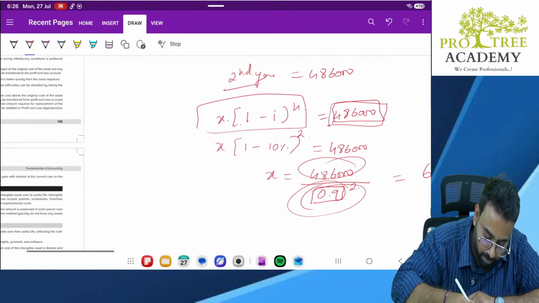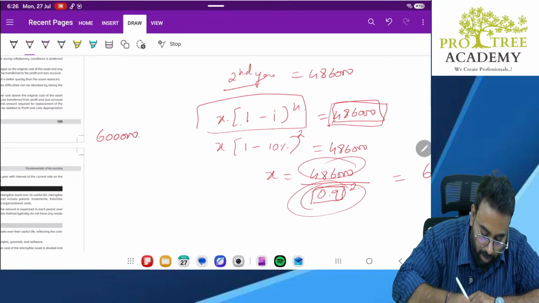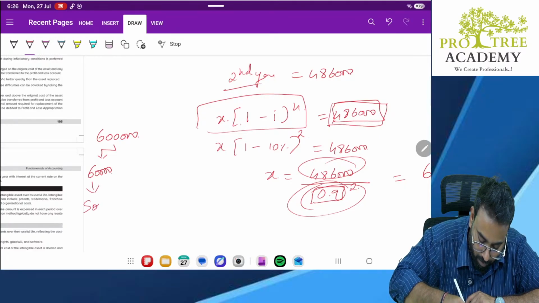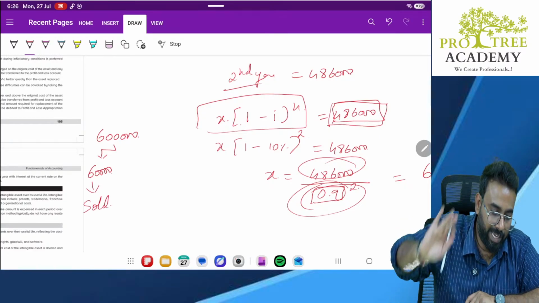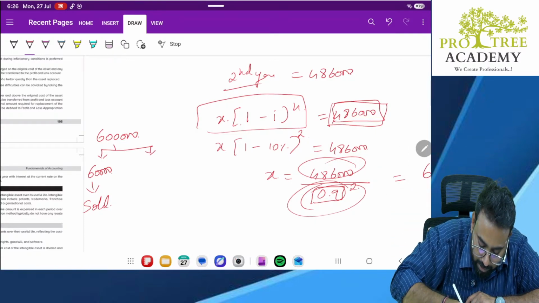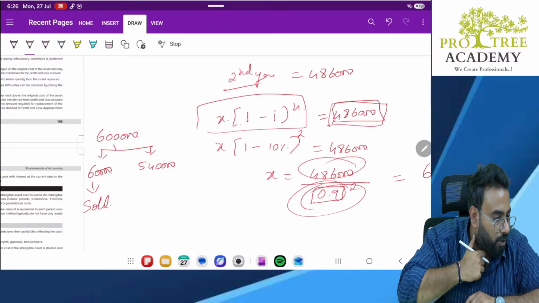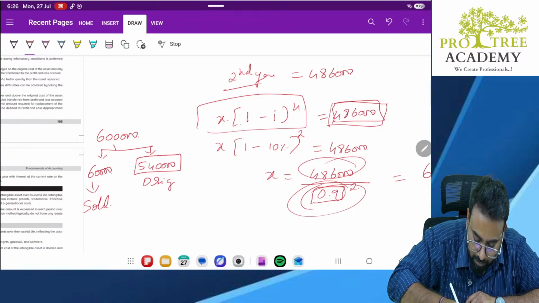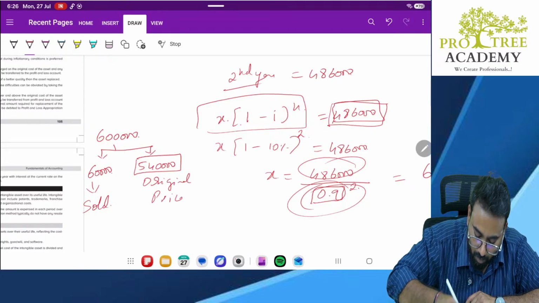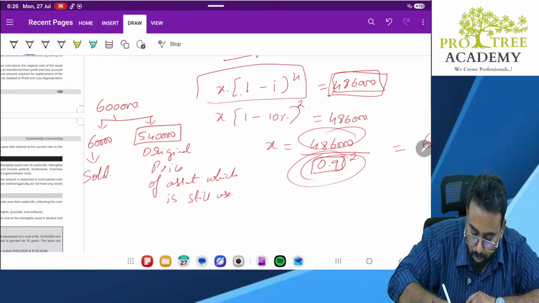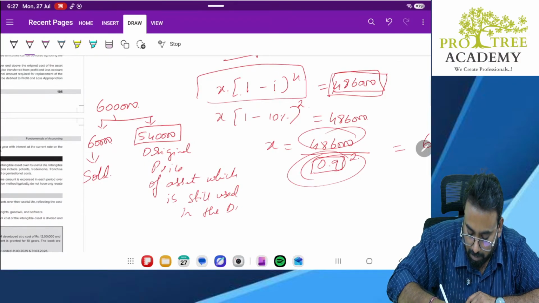Now, coming back to the question. So we got 6 lakhs. In this 6 lakhs, there is 60,000 worth of asset which is already sold. For that, we have already calculated the profit or gain. Everything is done. Correct? Now, what is the remaining value of the asset? 5,40,000. So we got the original price of the asset which is still used in the business.